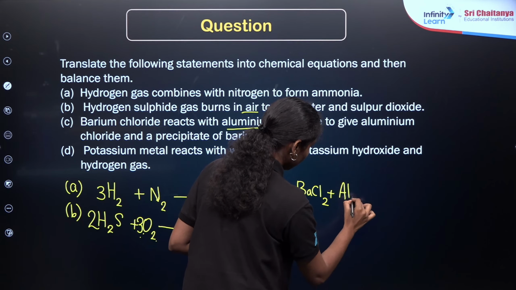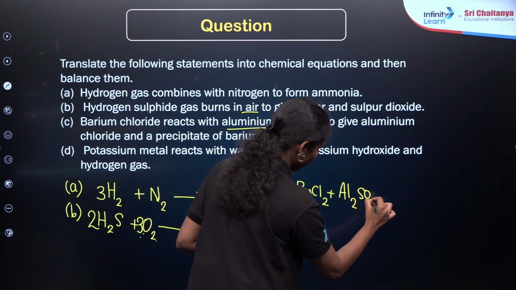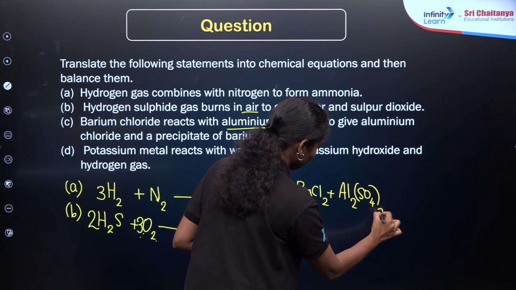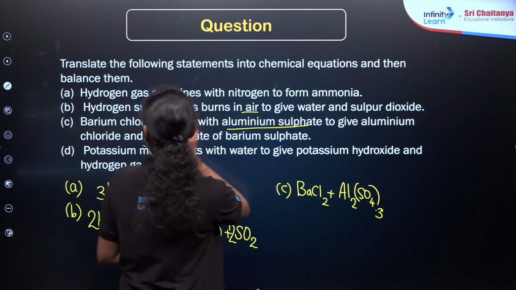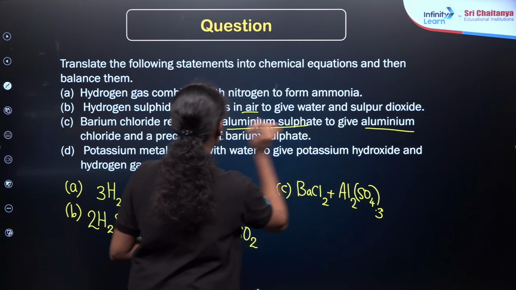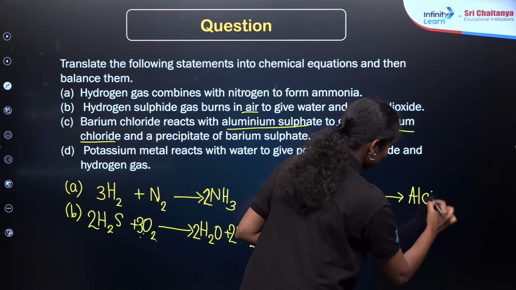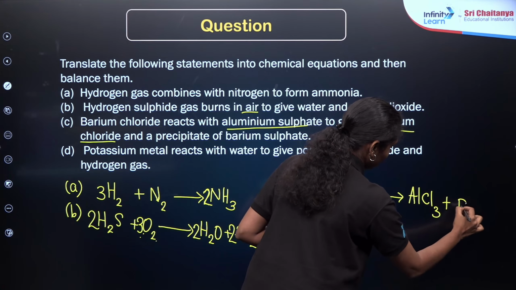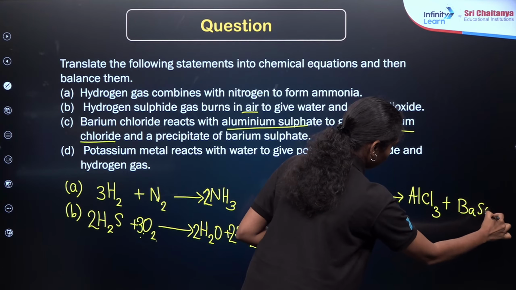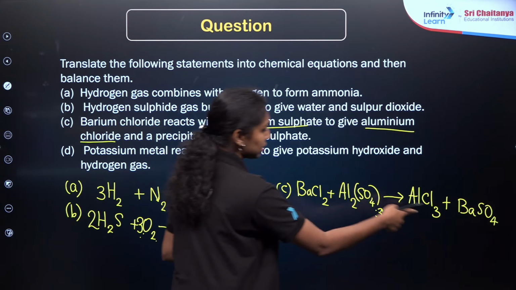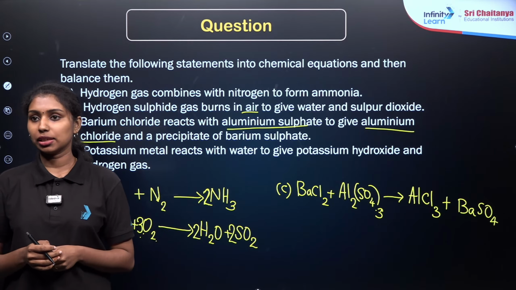Then aluminum sulfate means Al2(SO4)3. That will be producing aluminum chloride, right? Yes, aluminum chloride and barium sulfate. AlCl3 plus BaSO4. So try to balance this equation. Just let me know what the answer is in the comment box.